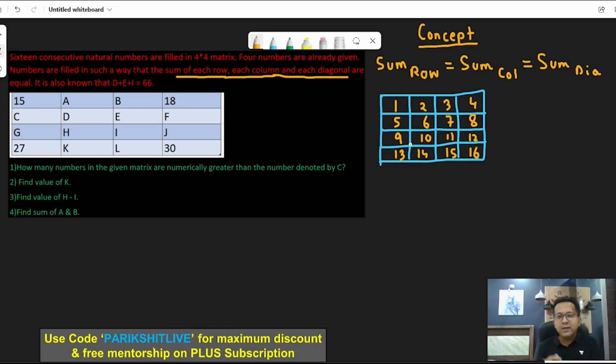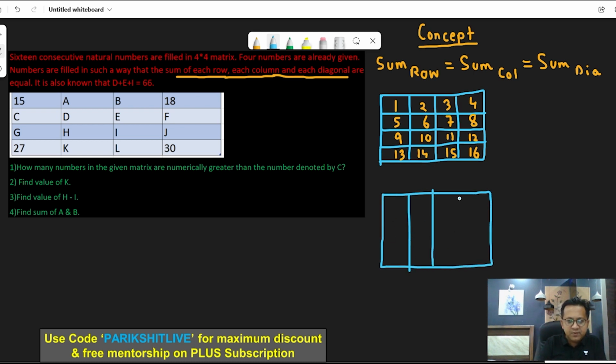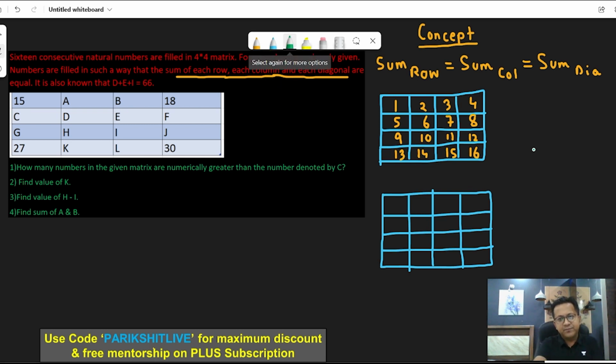Now, you need to rearrange these numbers in such a way that the sum of every row should be equal to the sum of every column, which should be equal to the sum of every diagonal. That's what your intention is, right? So let's see how we can do this. Let's try to draw this matrix once again. Now there are certain steps that you need to follow to come from the first matrix to the second matrix.